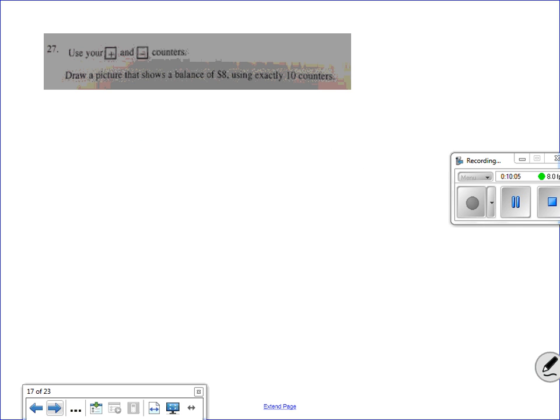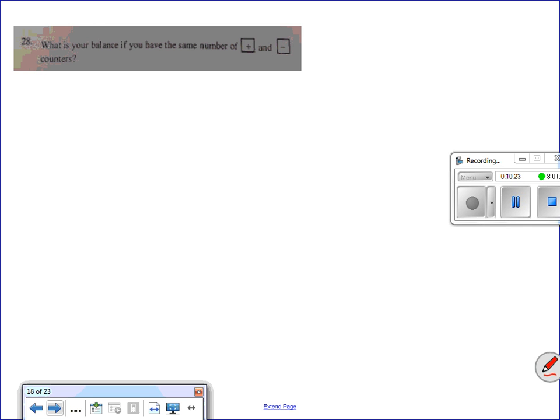Draw a picture that shows a balance of 8 using exactly 10 counters. Well, a balance of 8, I need at least 8 positives. Better add another positive and a negative because they're going to balance each other out, which leaves me with 8 positives. What is your balance if you have the same number of positives and negatives?